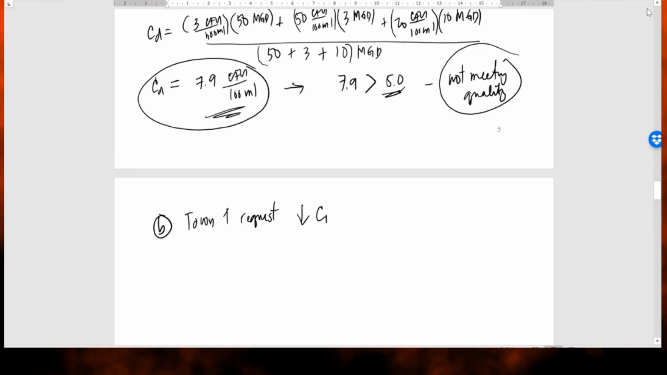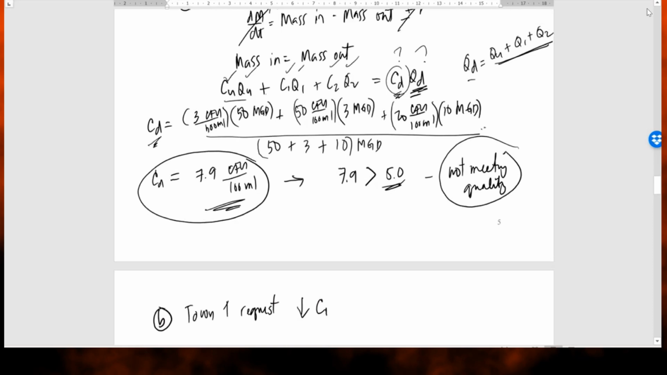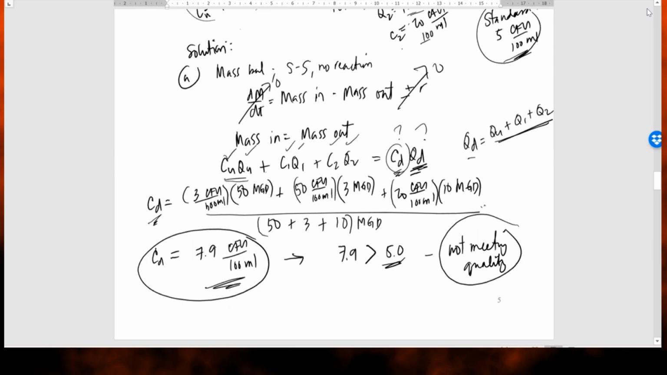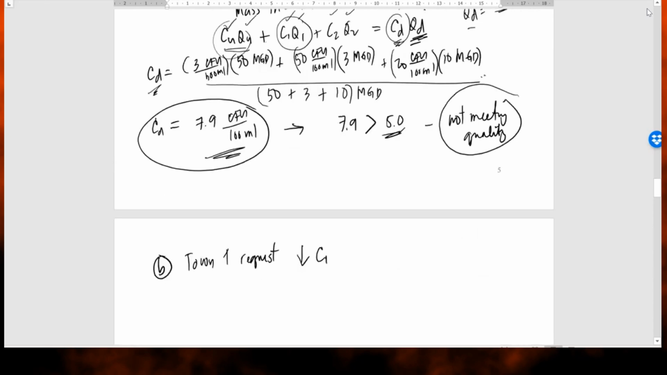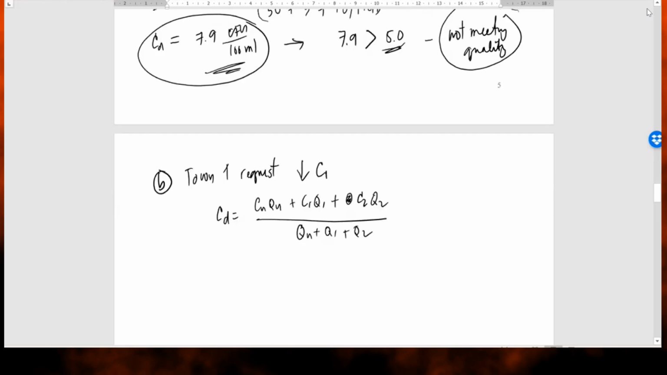So let's try. We have still the same formula, right? We use the same formula. But if you look here, this is CU QU, this is upstream, this is town 1 here. That is town 1, right? So I will just put it back. C sub D is CUQU plus C1Q1 plus C2Q2 over QU plus Q1 plus Q2, right? That's the same.